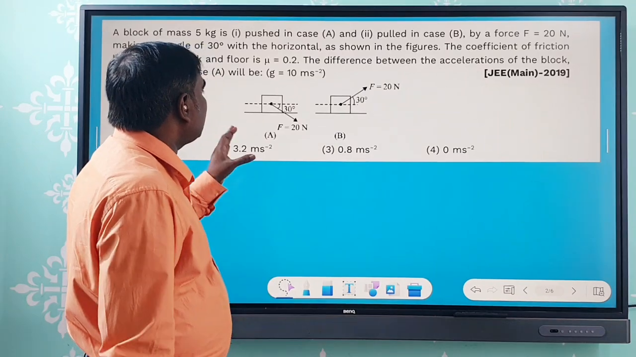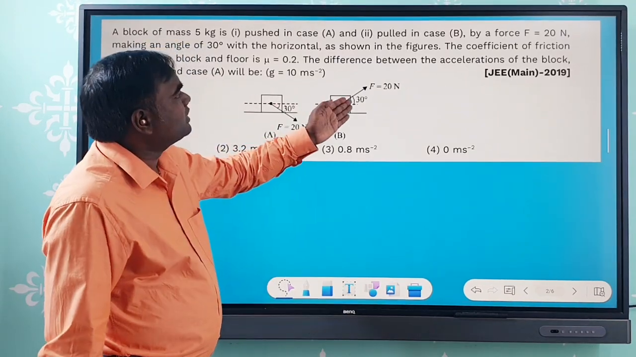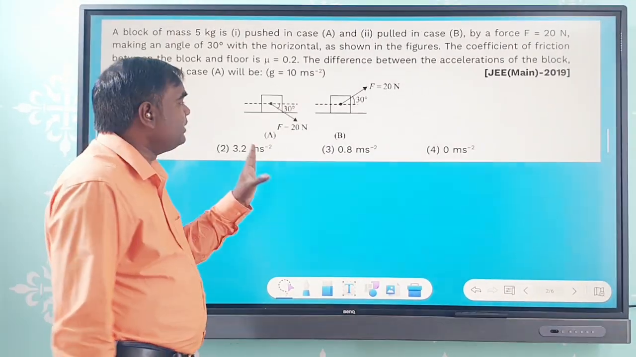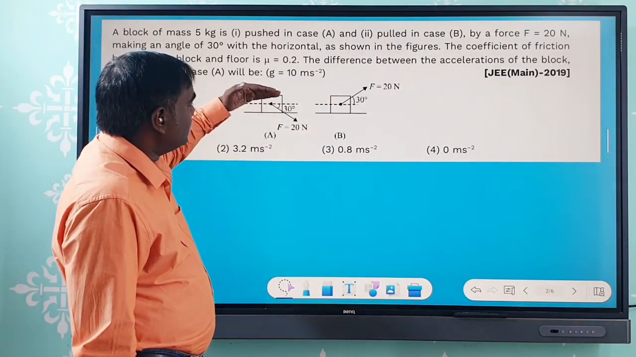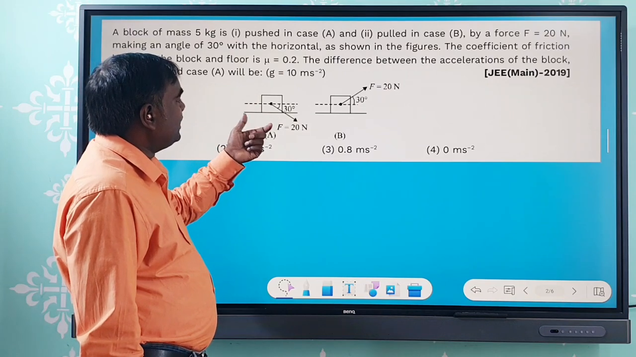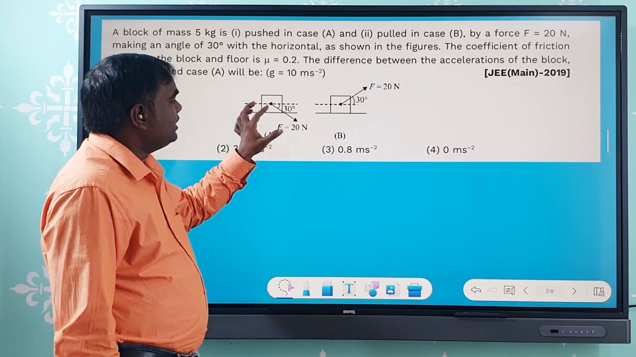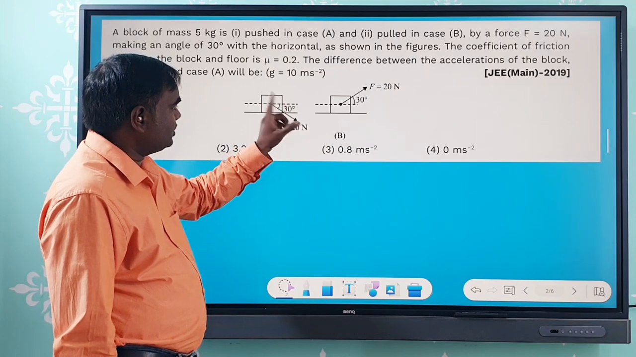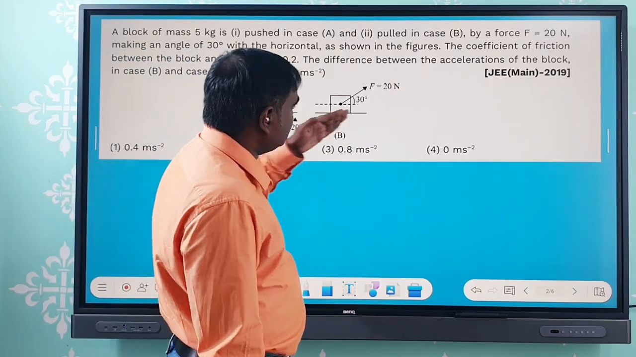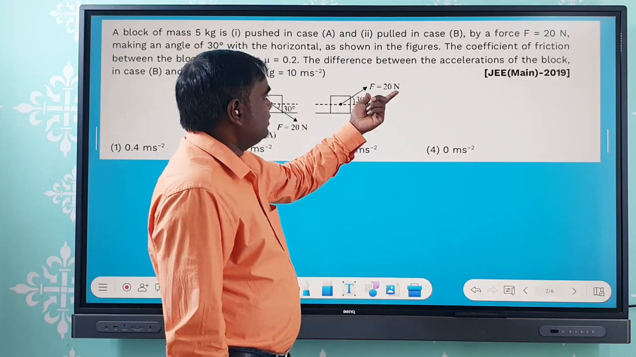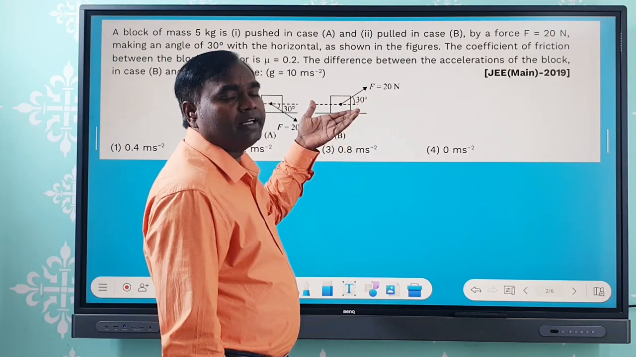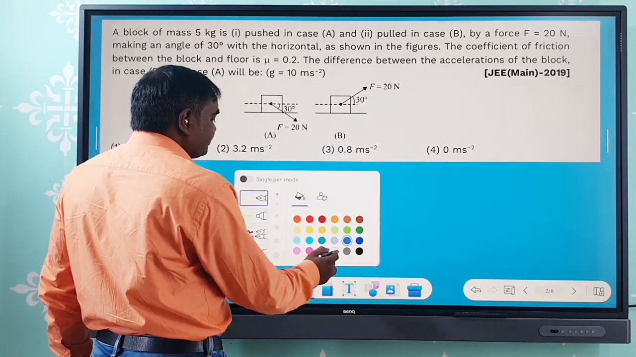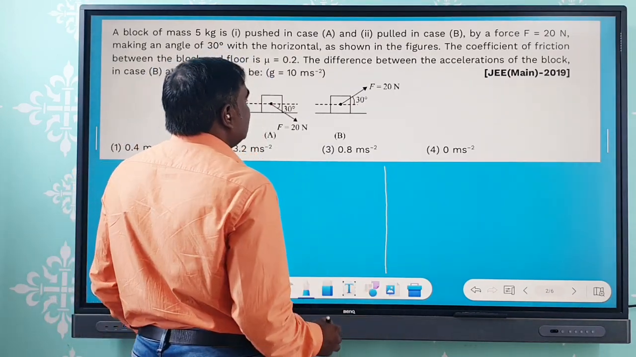So when you are pushing in this case, or pulling in this case, by some external force that makes an angle with the horizontal: in case of pushing the block by applying the external force F, this force makes an angle theta, that is 30 degrees, with the horizontal, and in the case where the force pulls the block by 20 Newton, it makes the angle 30 degrees with the horizontal. So in both cases we will solve the problem, and we have to find the acceleration.